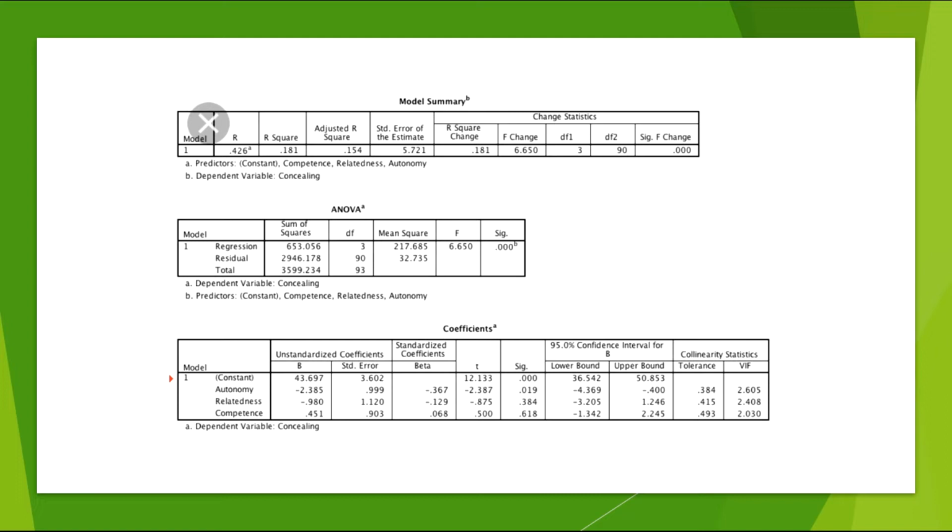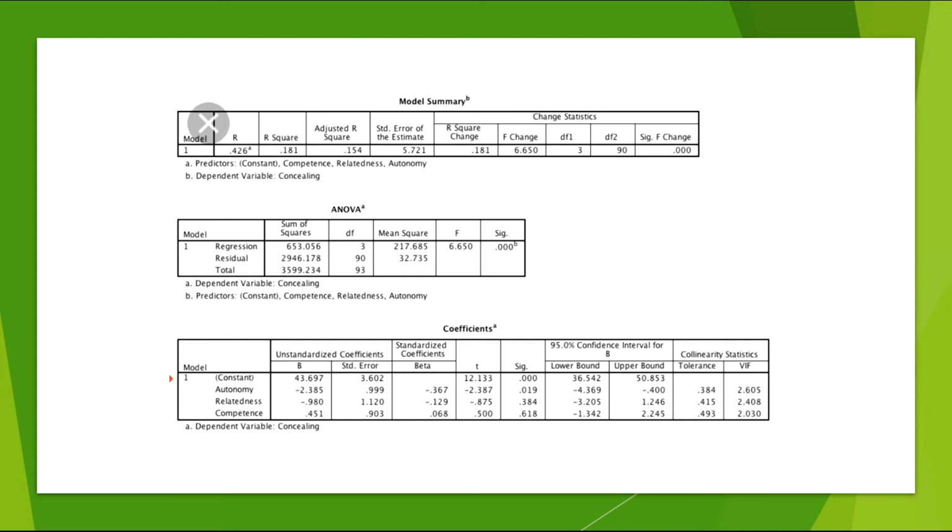Once you're done with R square, you move on to ANOVA. ANOVA is actually called analysis of variance. So how to read ANOVA after model summary? You have to read from your right to your left. First you have to look at the significant value here. If this is significant, the whole model is significant. But if this is not significant, the whole model is not significant.